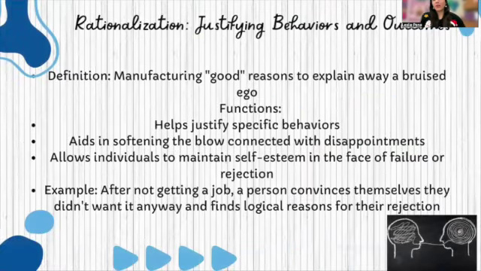Now let's look at rationalization. So this is justifying behaviors. This is manufacturing good reasons to explain away a bruised ego. So this helps justify specific behaviors. It aids in softening the blow with disappointments, and allows individuals to maintain their self-esteem in the face of failure or rejection.